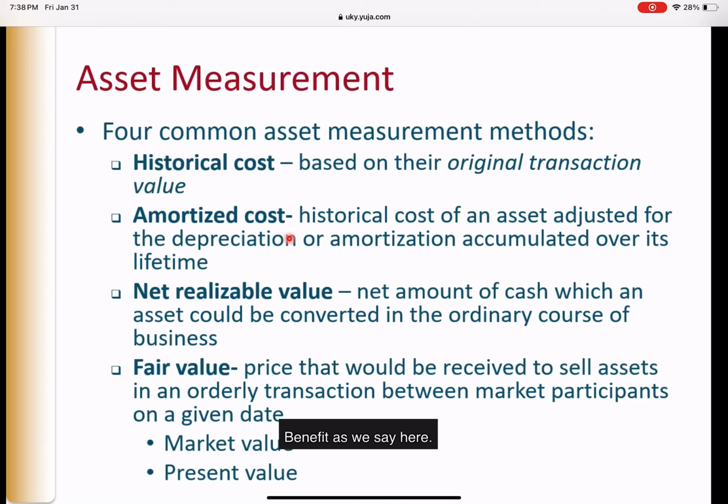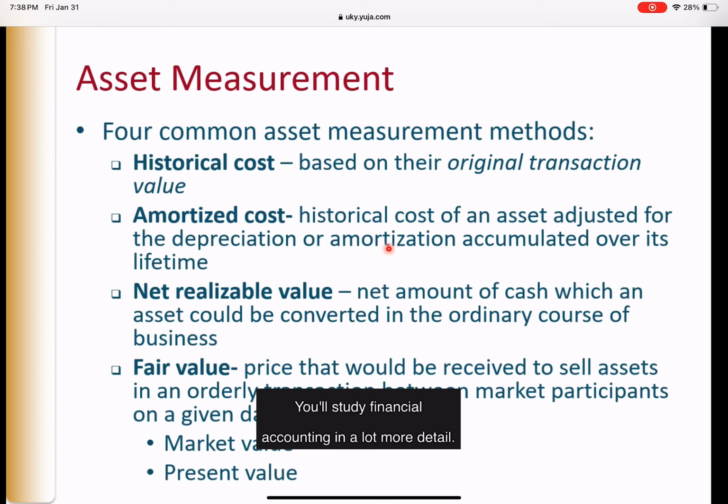the period's benefit. So as we say here, it's the cost of an asset, the historical cost, but we're going to write them down by depreciating them or amortizing them, which is only fair. If that asset lasts us 10 years, then we're going to write it off over a 10-year period. And when you take your 201 course, you'll see different methods of depreciation. You'll study financial accounting in a lot more detail.